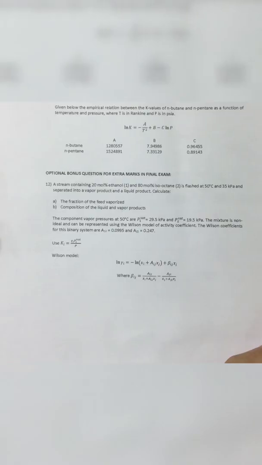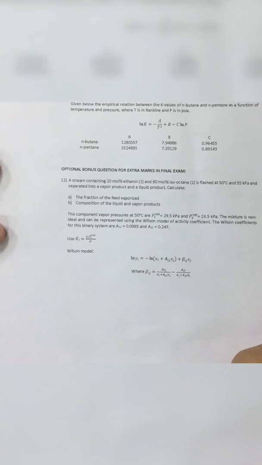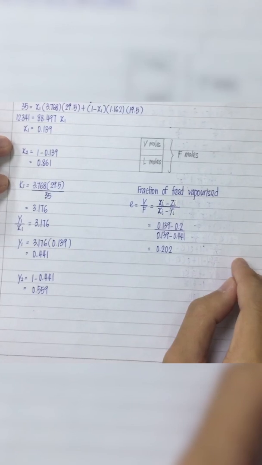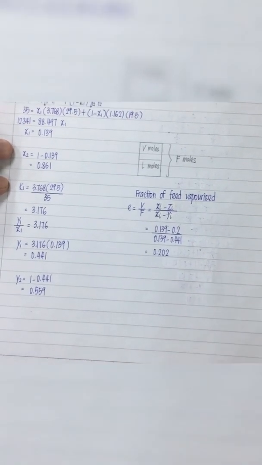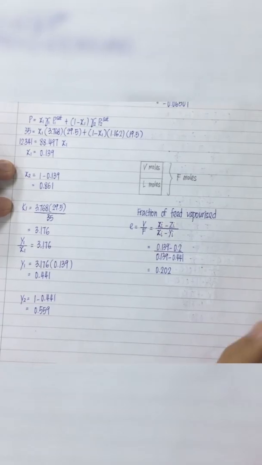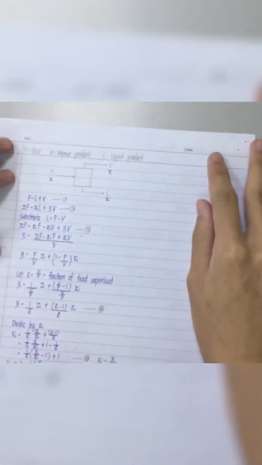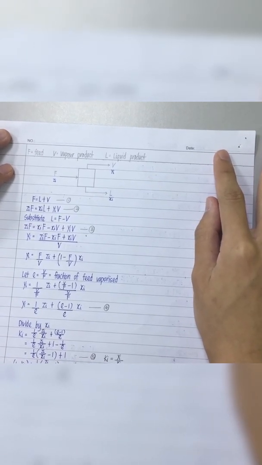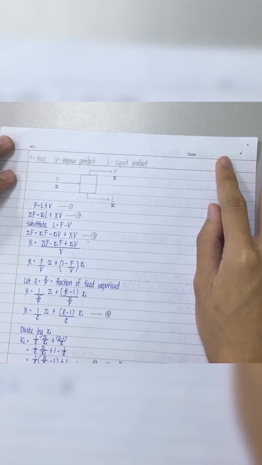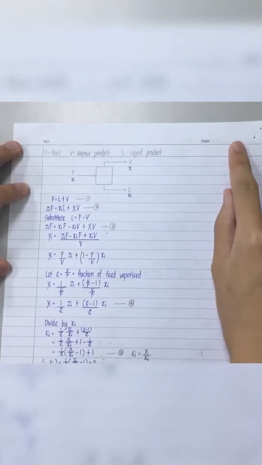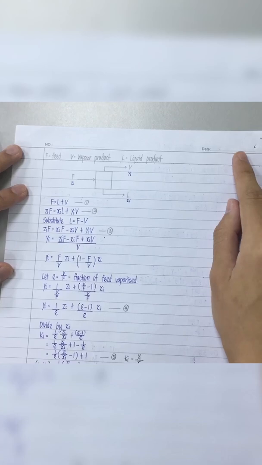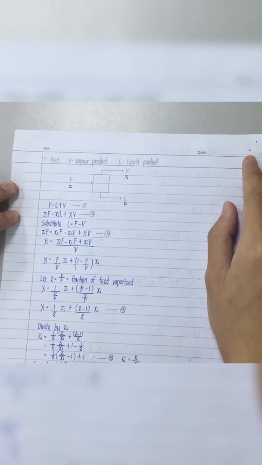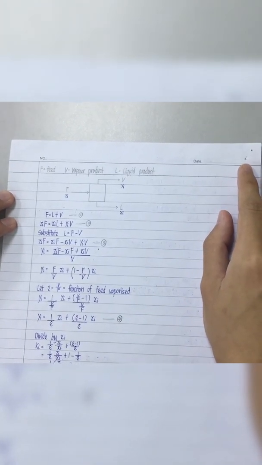To answer question A, which is to find the fraction of the feed vaporized, we'll use this formula: E equals V over F equals Xi minus Zi over Xi minus Yi. The derivation of this formula can be seen on the second page. We let F equal the total number of moles of the feed stream, V equal the total number of moles of the vapor product, and L equal the total number of moles of the liquid product. In terms of the mass balance, we get F equals L plus V, which is the first equation. In terms of the material balance of species i, we get the second equation.